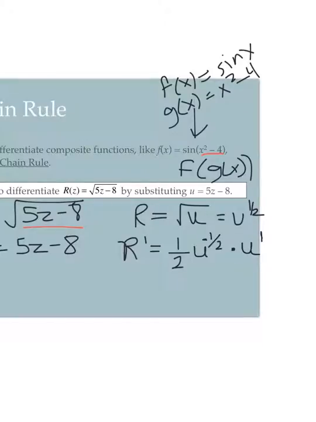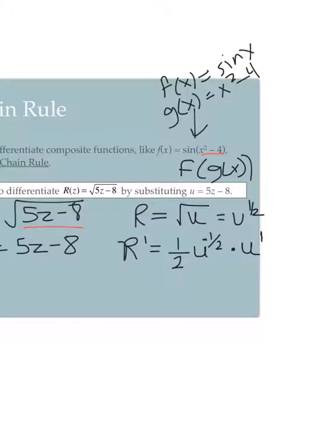Because when we're saying r prime, we're not saying the derivative of r in terms of u. We're saying the derivative of r in terms of z. And u isn't z, so we have to also multiply by the derivative of whatever u is. So all I do is I replace u.